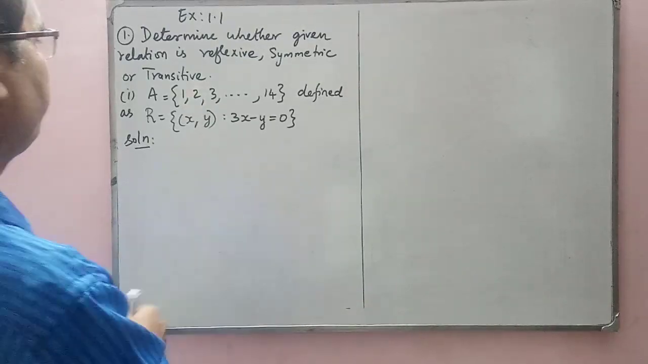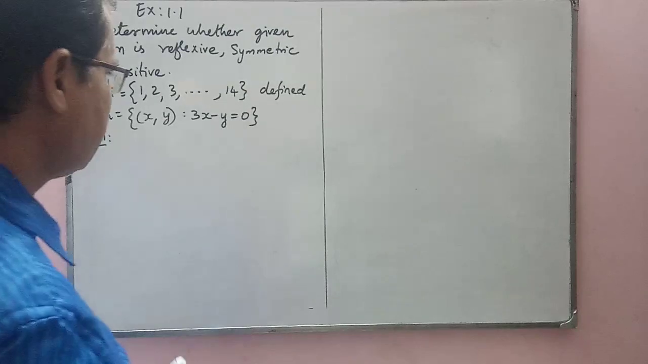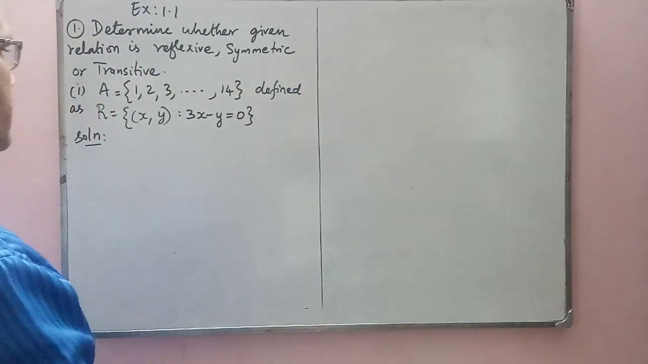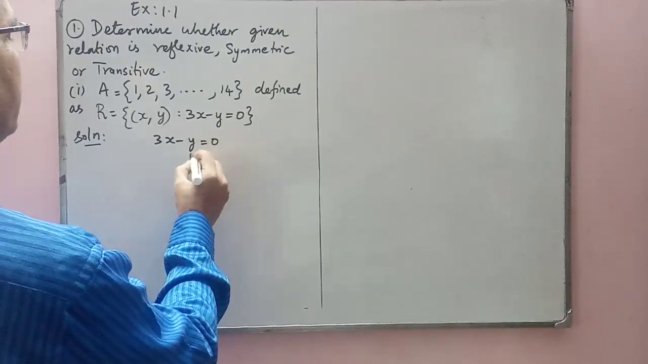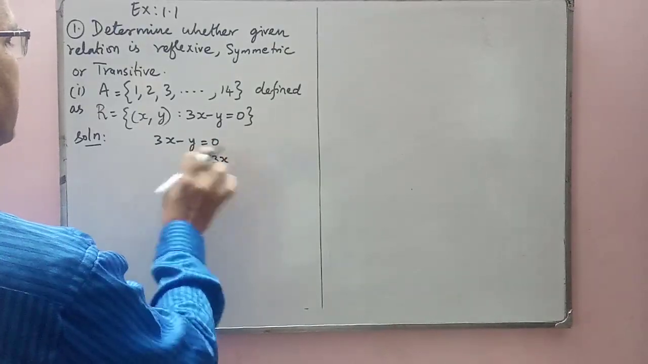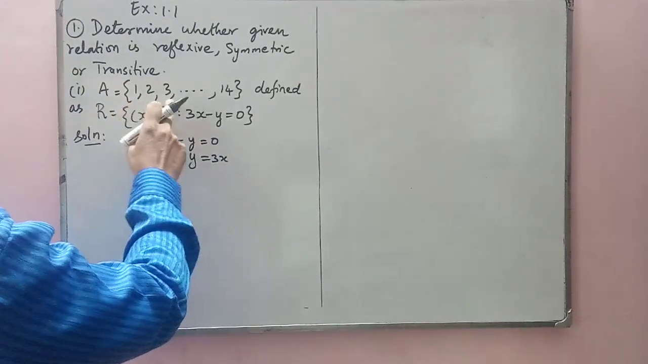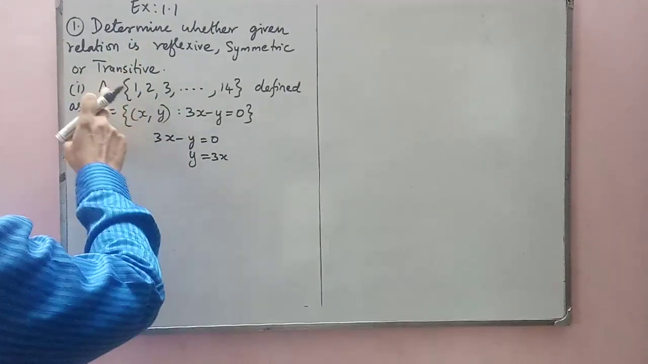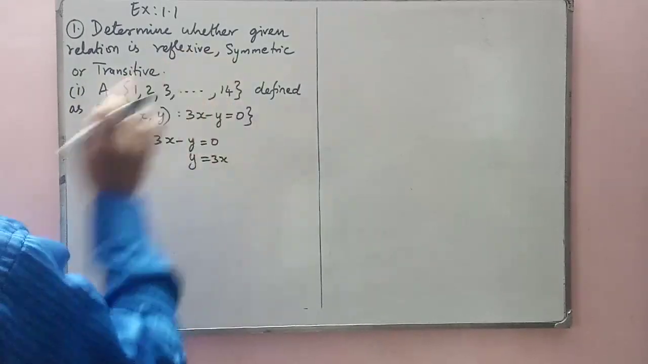The formula in the relationship that is given is 3x minus y equals 0, which means we can solve it for y: y equals 3x. So this is a simple relation given here between x and y. Now x can take values because this is a relation defined from A to A. So 1, 2, 3, 4 up to 14 are there.